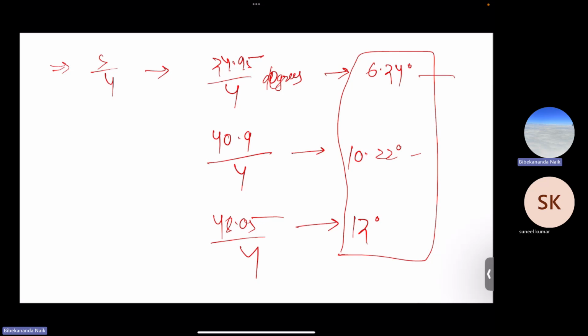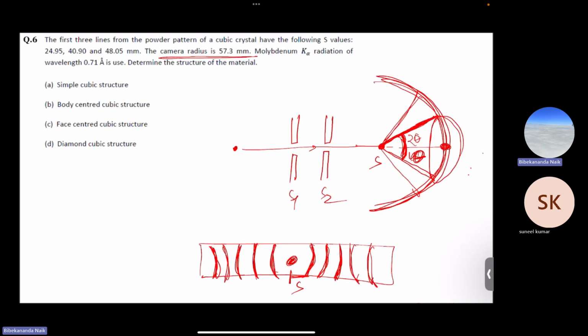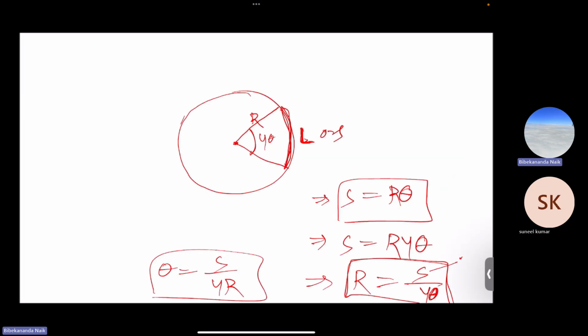So if these three angles are given and we determine it, there will be certain sets of equations that we will solve, and then we can obtain that these angles correspond to the crystal structure that is diamond cubic. So the other structures, simple cubic, body center and face center cubic, will not be the correct answer, because corresponding to those structures there are certain peaks that are observed that are not shown here. So these values correspond to only the diamond cubic structure.